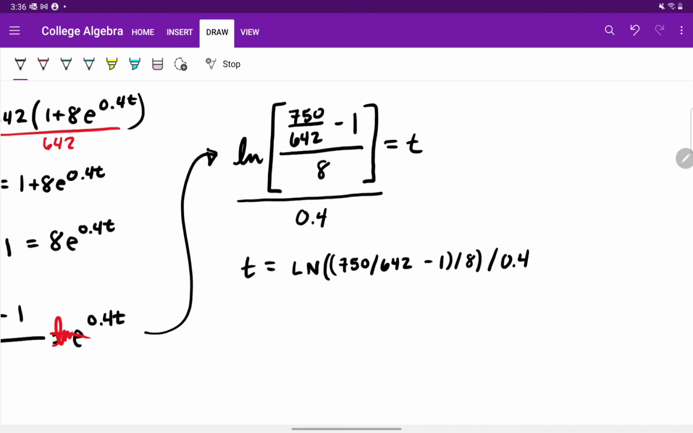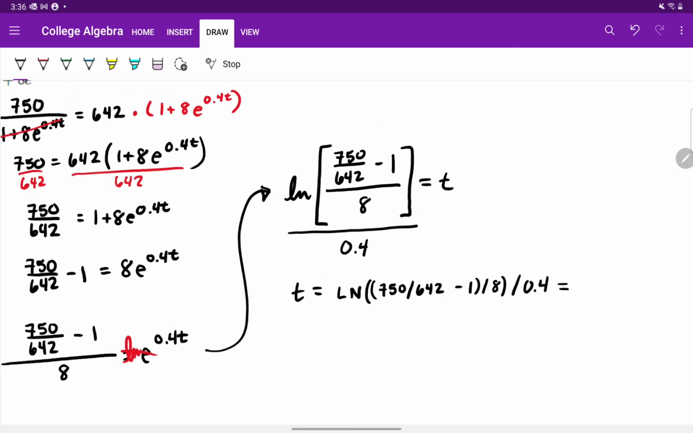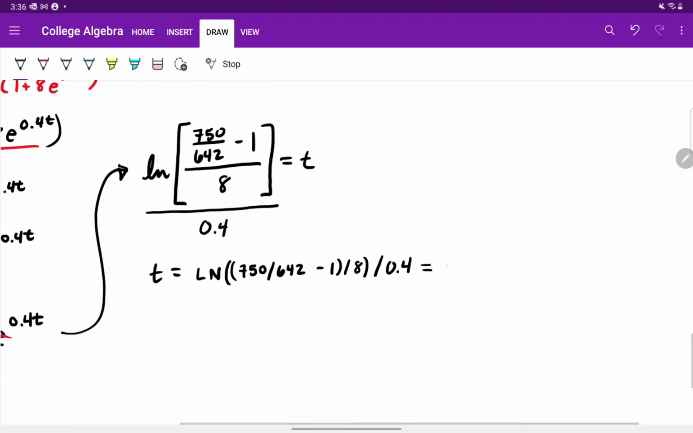So this is what you would type into your calculator, and if you do it correctly, it looks like we should get about negative 9.65.